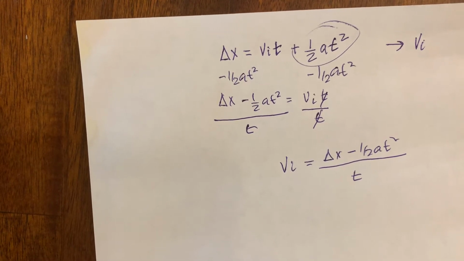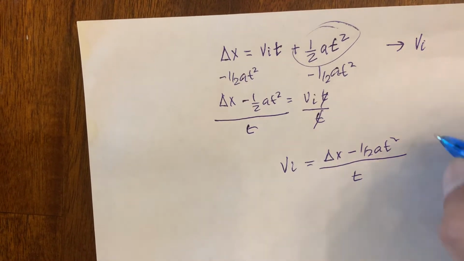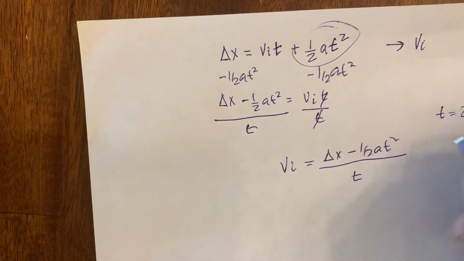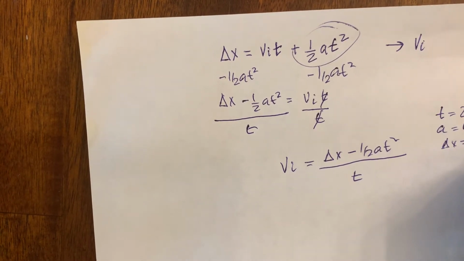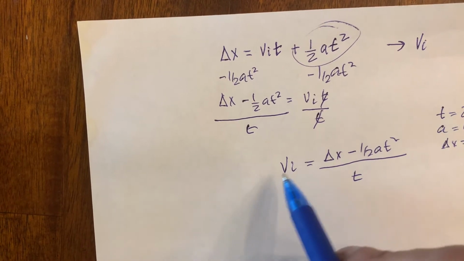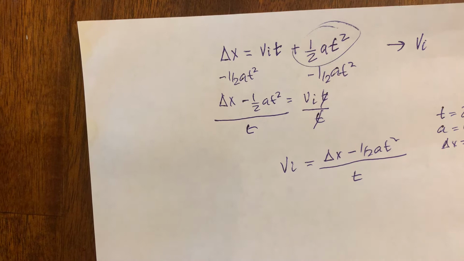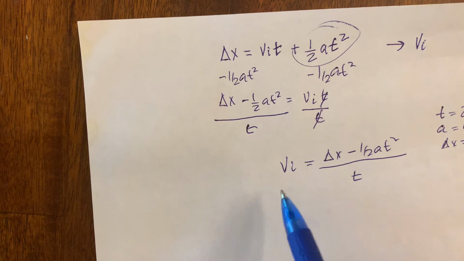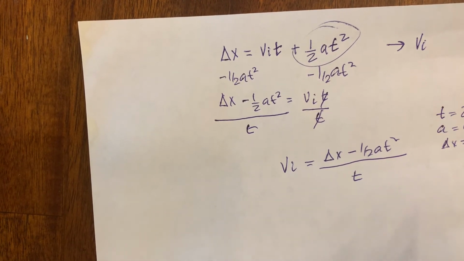And that should be sufficient. Now if I gave you things like t was equal to 2 seconds and a was equal to 4 meters per second squared and delta x was 100 meters, you could certainly plug all of this in and then solve for VI here. I know you think, hey, why could I not just plug these numbers in first? You can. It's just better practice to solve for the variable first before you start plugging in the numbers. And right here, we're just learning how to solve for variables.